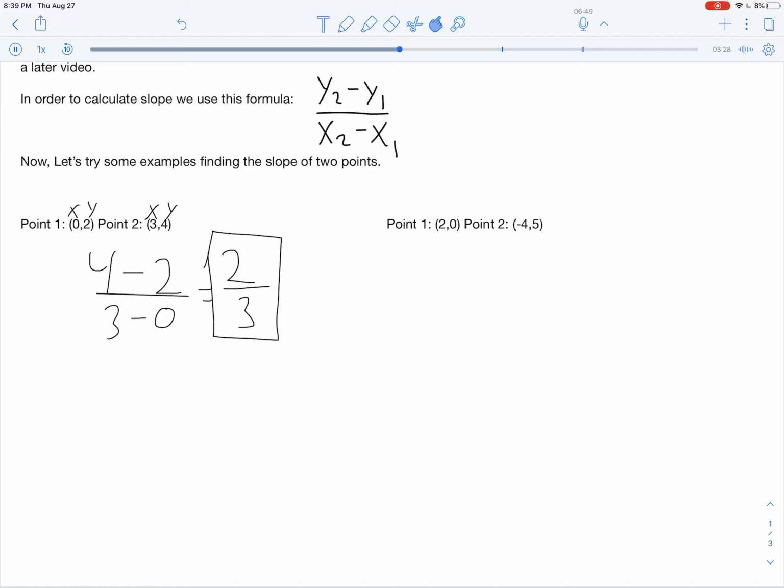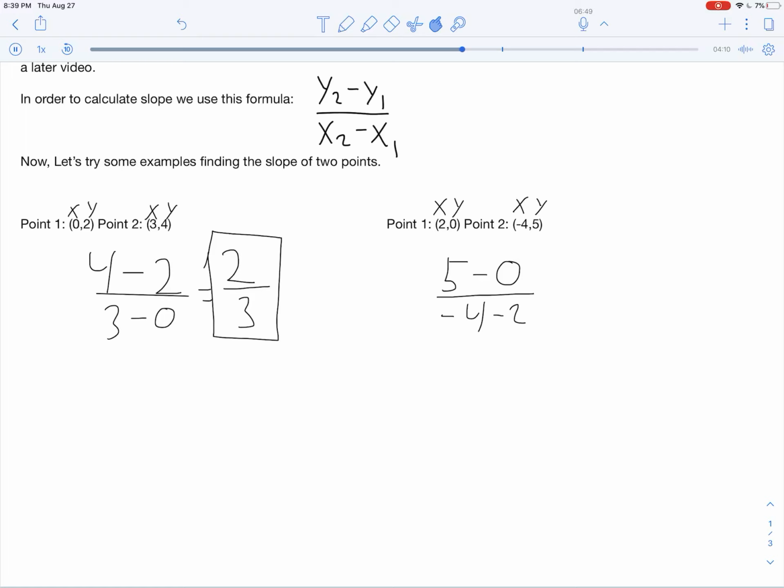Okay, let's try another example. Here we have point 1, which is 2, comma 0, and we have point 2, which is negative 4, comma 5. So first of all, we want to identify what our x and y coordinates are, as depicted on screen. And now we want to plug it into our equation. So we want to use our y2, which is 5, minus 0, which is our y1. And now we want to do x2, which is our negative 4, point 2, minus 2. So we have positive 2 in point 1.